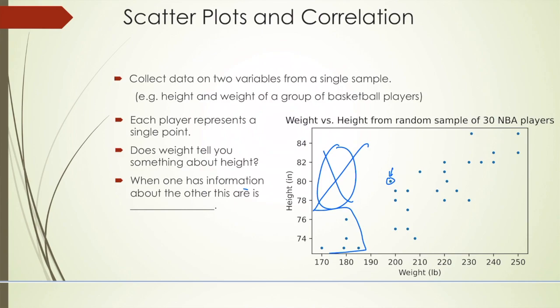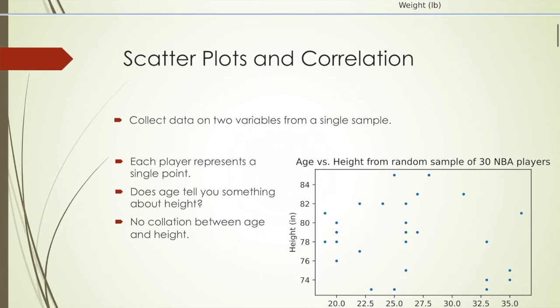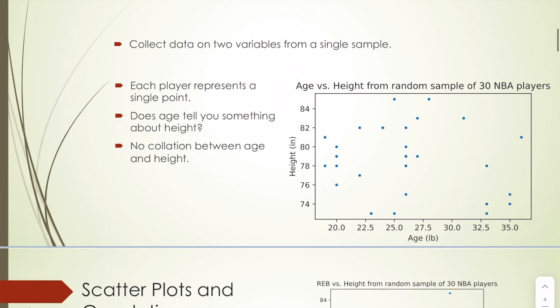When one variable has information about the other, there is correlation. And when I say one, I mean one variable. When one variable has information about the other, there is correlation. Okay. So height and weight are correlated, but age and height are not correlated.